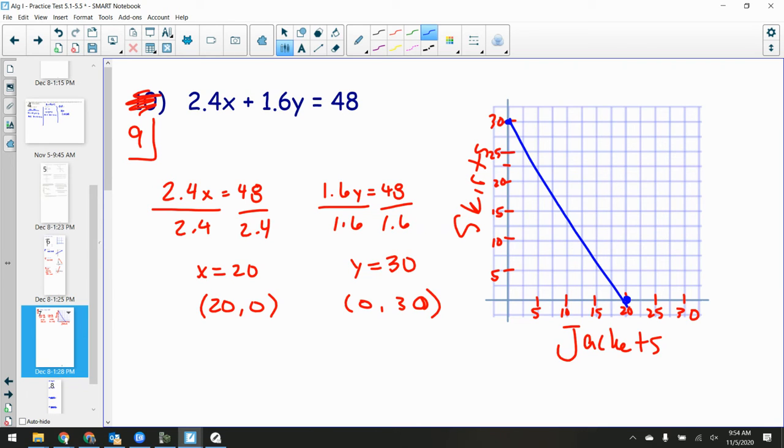Do I put arrows on the end? No. I would take off for that if you did that. Don't go through. Okay? Questions about that? Can't have negative values of these things.